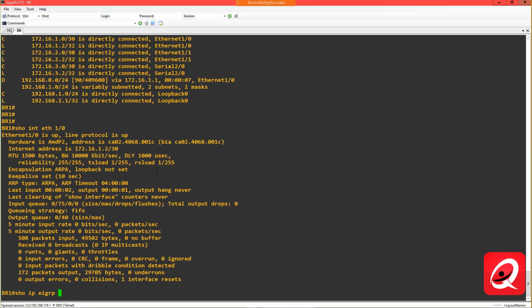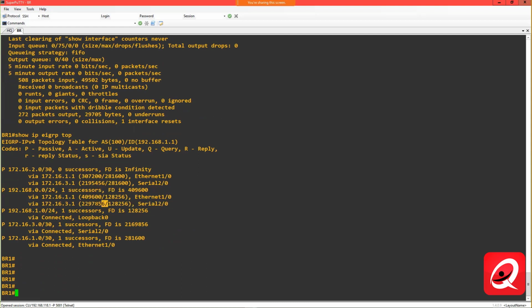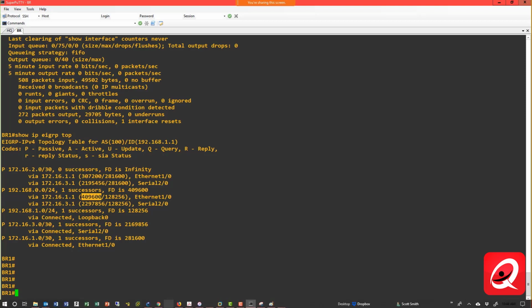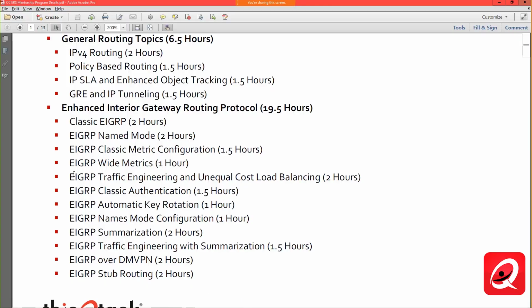If I do a show IP EIGRP topology, we can see that both paths are listed in the topology database. This is the original path over serial 2.0, and this is the path that goes over Ethernet 1.0. Okay. Now there's a couple things that I could do here. One of the options that I have to maybe even be able to use both paths is to set up a variance option and use variance to do unequal cost load balancing. And when we get into the traffic engineering discussion, we have that right here. Traffic engineering and unequal cost load balancing, we'll spend quite a bit of time talking about that.